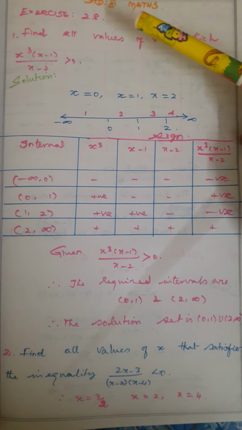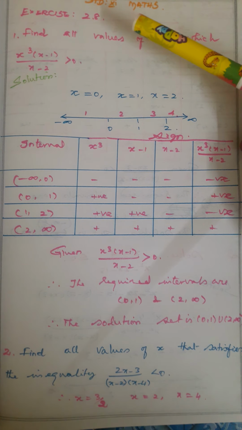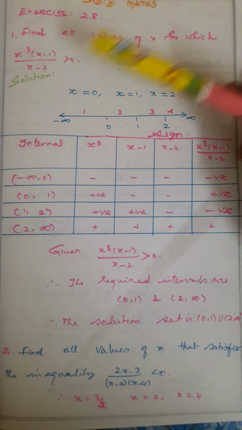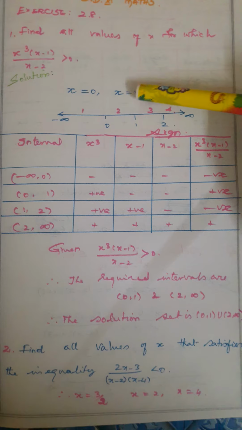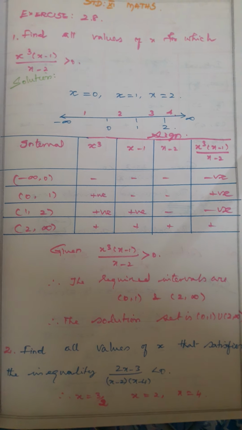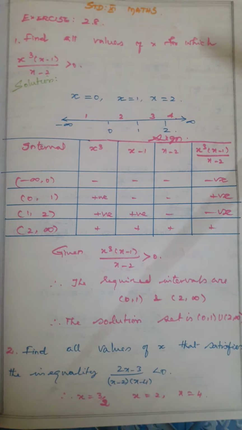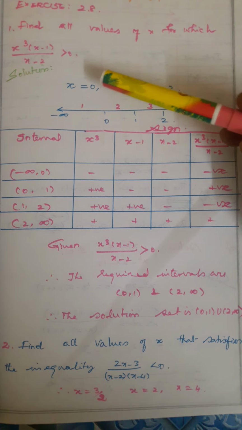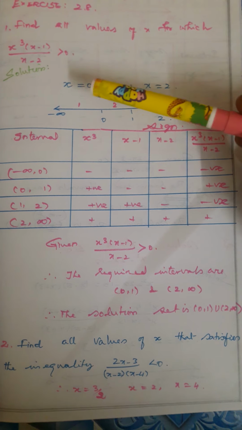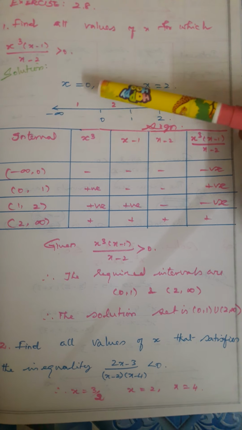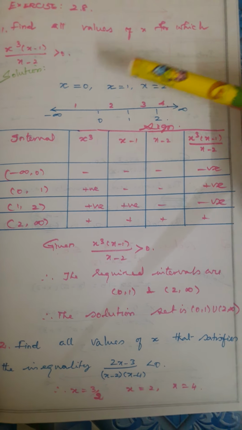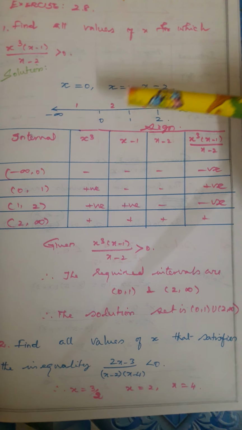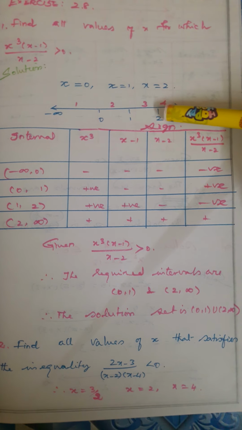You take your numerator and denominator both equal to 0. Like x cube into (x minus 1) equal to 0. You will get x is equal to 0 and x is equal to 1. Like that, when you are taking your denominator, it becomes x is equal to 2. So with the using of these numbers, you can frame the intervals from the number line. It starts from minus infinity to plus infinity.